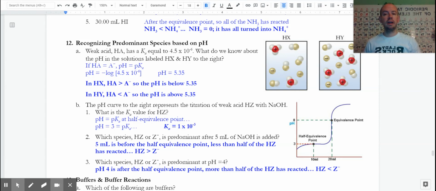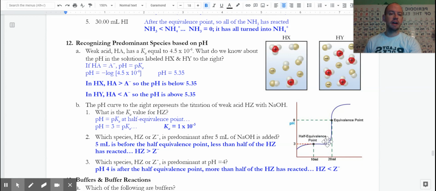This part 3 of B, so 12B3, is probably the question that people get most tripped up on, because we're so tied into pH just meaning that I have either a lot of acid or a lot of base, not thinking of it in terms of solutions and conjugates, that you can have some conjugate base while still having some acid. So what species is predominant at a pH of 4? We established before that the half equivalence point was at a pH of 3. So a pH of 4 is over here somewhere. It's when I've neutralized a little bit more.